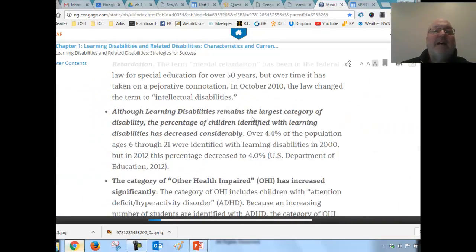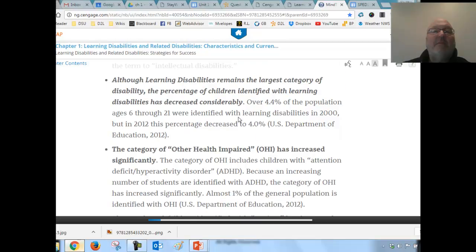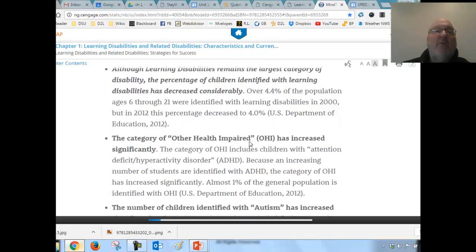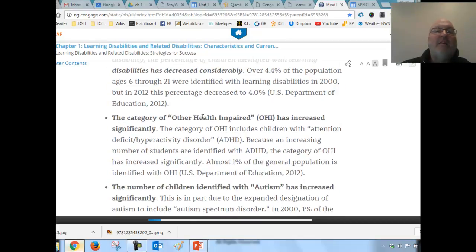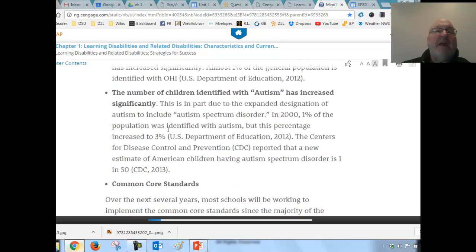Another thing is, it's still the largest category, but it's dropping off a little bit, and there's some reasons we'll talk about why that is. The next one is other health impaired has increased. And here's some things like that. And then the number of children identified with autism has increased.